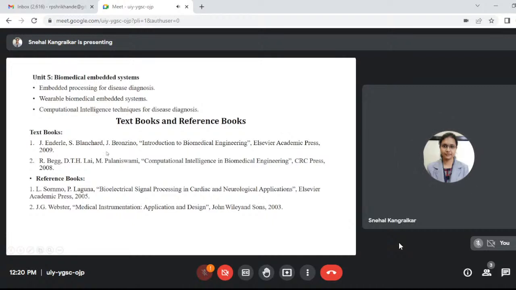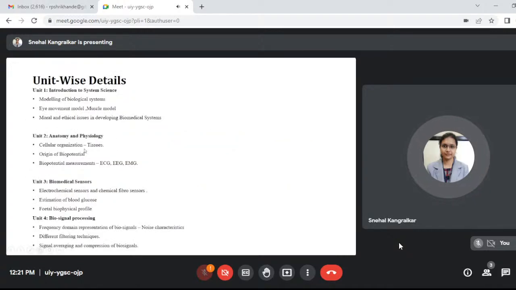Apart from these 5 units, we have a course activity for 10 marks, and we have an open book assignment. For the open book assignment, we can take case studies. For the activity, coming to unit 2, we have biopotential measurement: ECG, EEG, EMG. These signals we can generate using some database of the patients. So we have a good scope for activity in this subject.